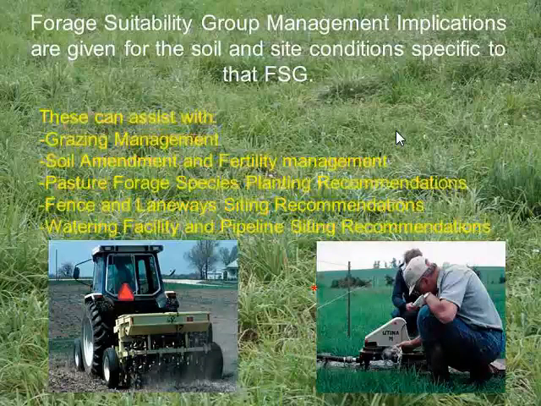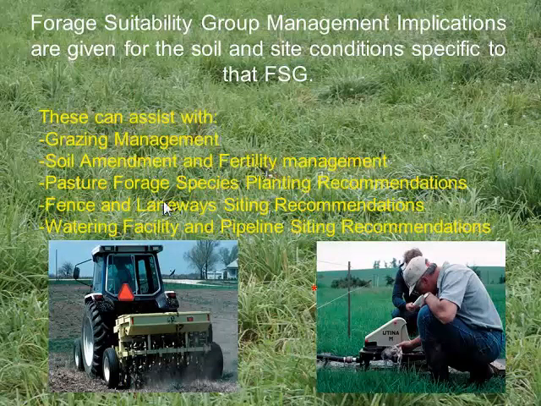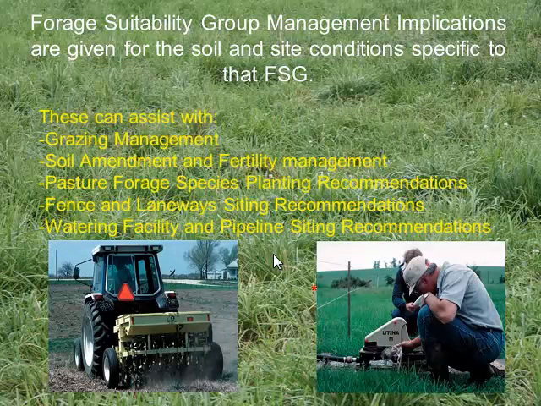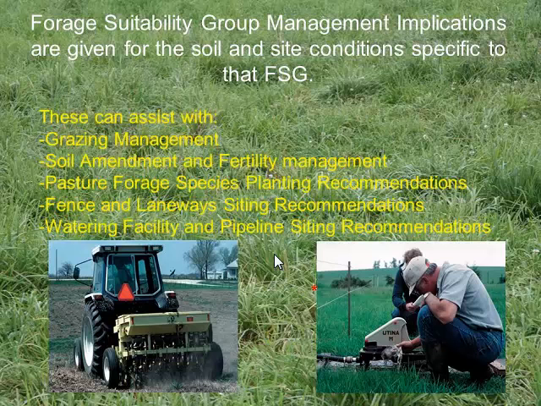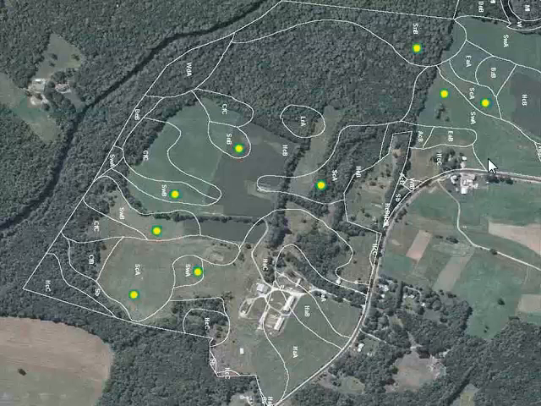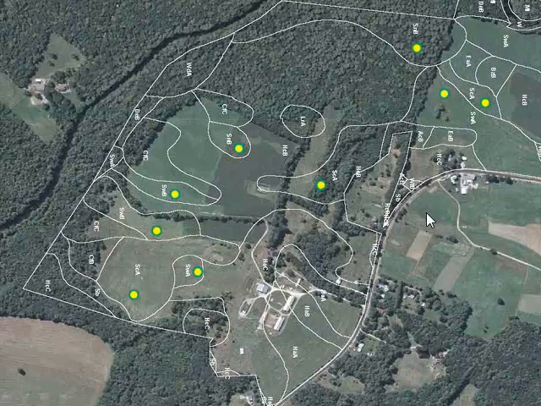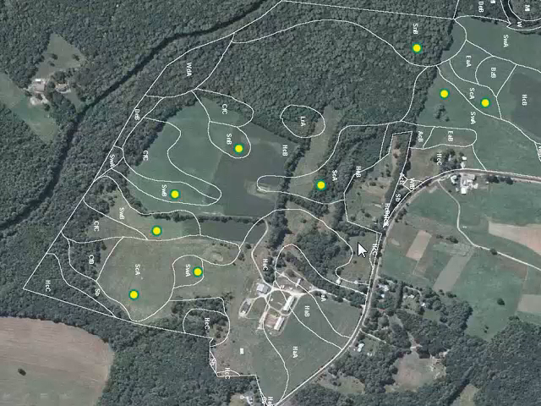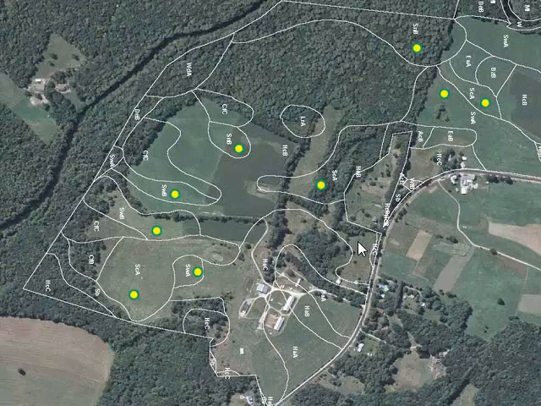So forage suitability group implications are important for soil amendment and fertility, for planting recommendations, for siting fence and laneways like we talked about earlier. We want to make sure we can get that fence post down without running into something major like bedrock, and watering facility and pipeline siting recommendations as well. Real important to make sure we're not putting those things in a situation that we might actually cause things to be worse by concentrating the livestock around a watering facility. So now we've got all this information when this person goes to this farm, all in hand, so that they can give some good recommendations based on a lot of good work from a lot of people to help this livestock producer know what to plant or how to manage the forage they've got for grazing.